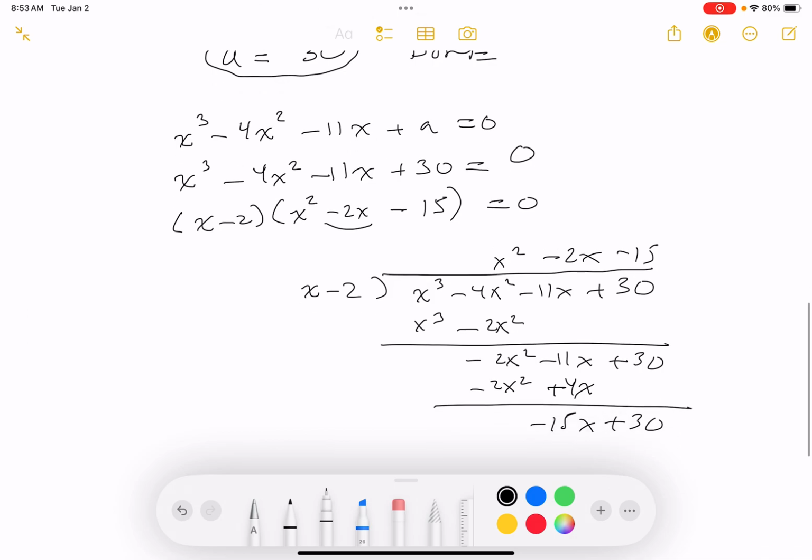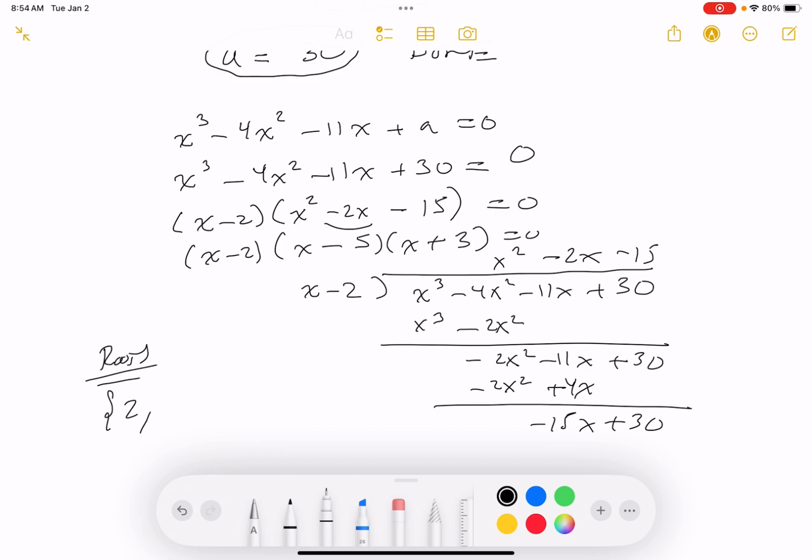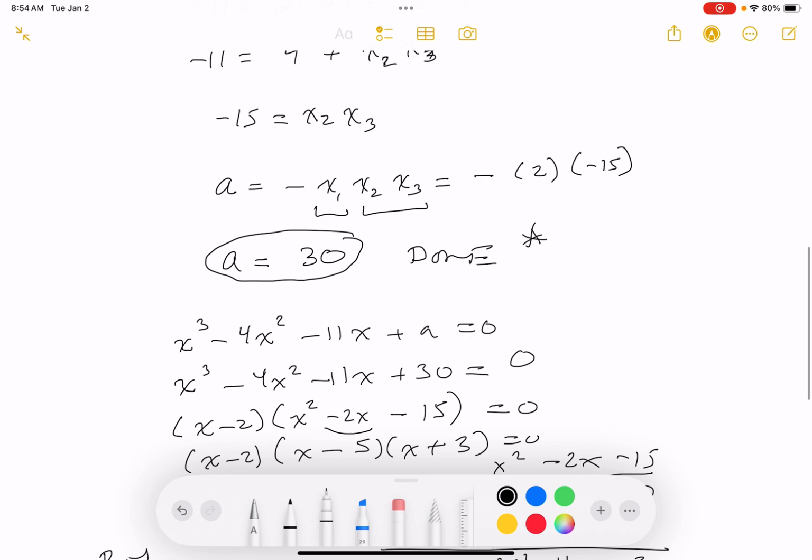Now the question is, can we factor that? I think so. What do you get? x minus 2. x and x. And let's see what you're going to get there. I guess you're going to get 5 and 3, right? Looks like minus 5 plus 3. What are the roots now? And again, they didn't ask this question. The roots are going to be 2, 5, and minus 3. And we're done. By the way, we're done up here. I'm just going to do a little bit of extra work over there.